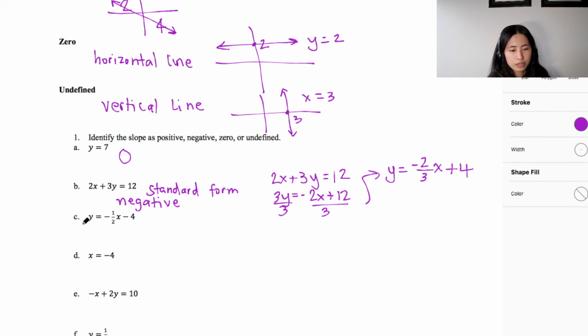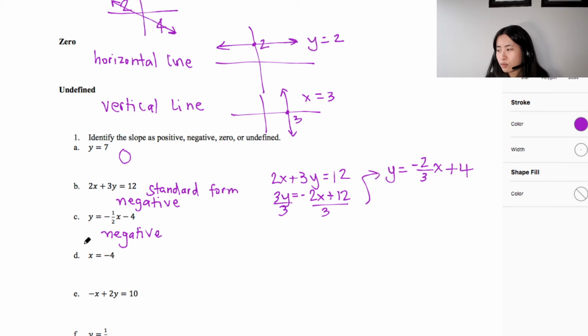Okay, so now for part C, as you can see it's already in the slope-intercept form, so we have to do less work, because they're explicitly saying that your slope is negative 1/2. So we know this is a negative slope. We don't have to rearrange the equation.